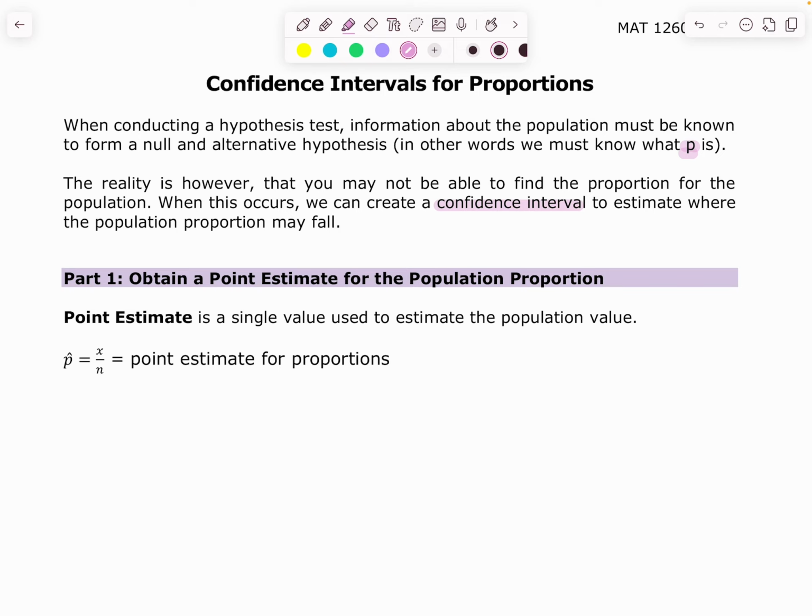So the first thing we need in order to do a confidence interval is we need to come up with a point estimate. And the point estimate is basically our best guess at a starting point for what the population proportion might be. So the point estimate is a single value used to estimate the population value. So for proportions, we're trying to estimate P, which is the population proportion, and our best guess for what P could be is going to be P hat, which is that sample proportion.